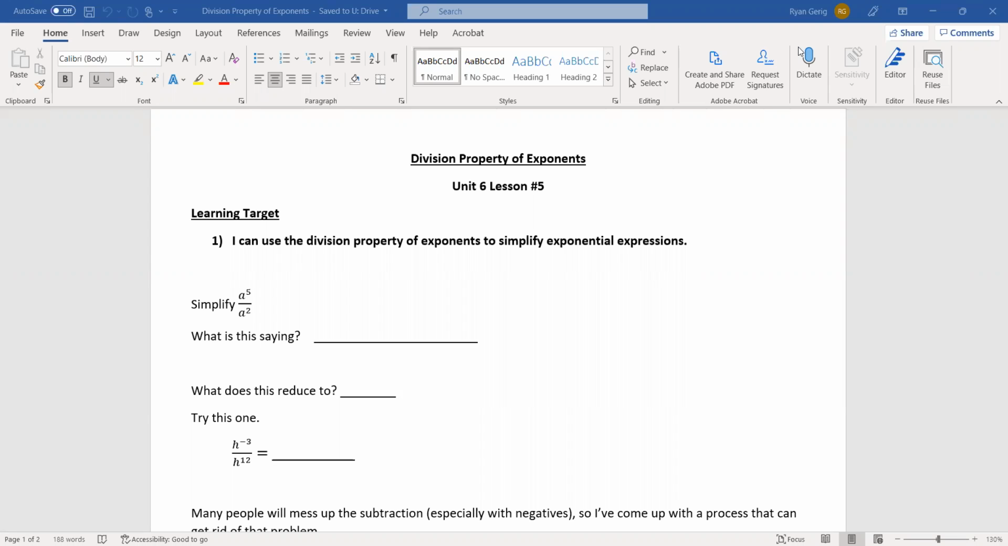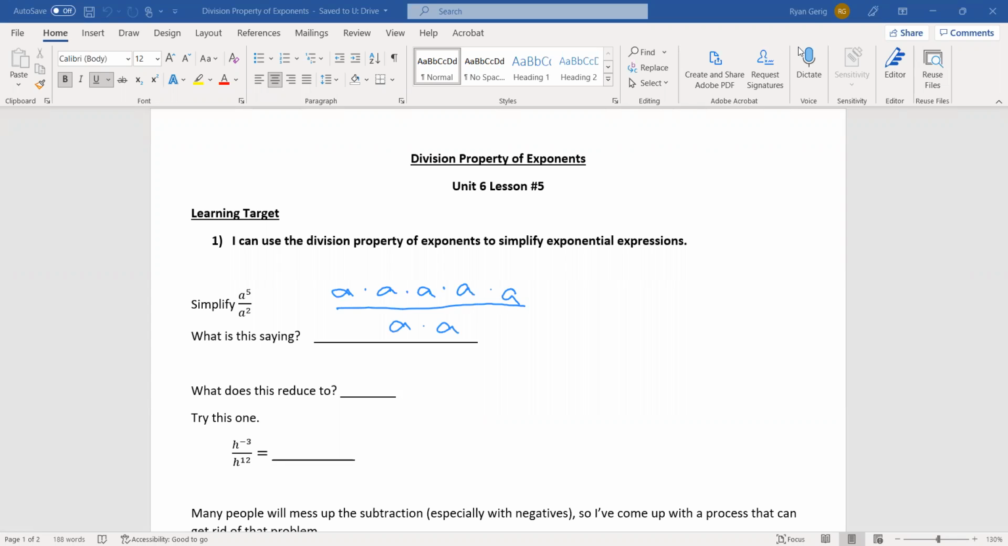So what is this saying? Again, I've done this in pretty much every video so far. I'm going to lay it out in a way that is not quick, but hopefully illustrates what's happening better. So a to the 5th on top is 5 a's on top. A to the 2nd on the bottom is 2 a's on the bottom. Now, the fraction bar means division.